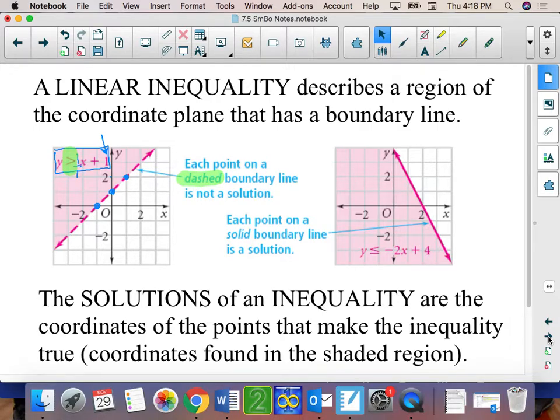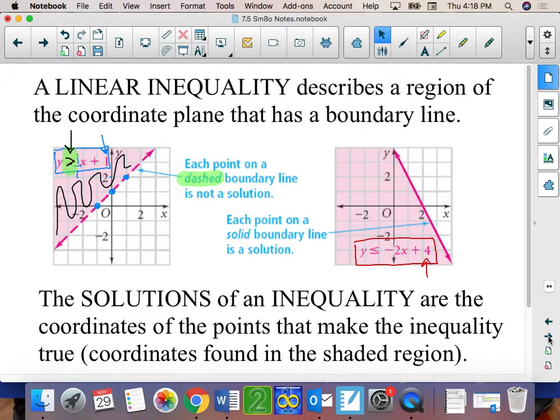And then the second part is always shading, because inequalities cover more than just the line. If you look, this inequality symbol is a greater than symbol. And so for a greater than symbol, we shade above the line, which is why we're shading over here on this part.